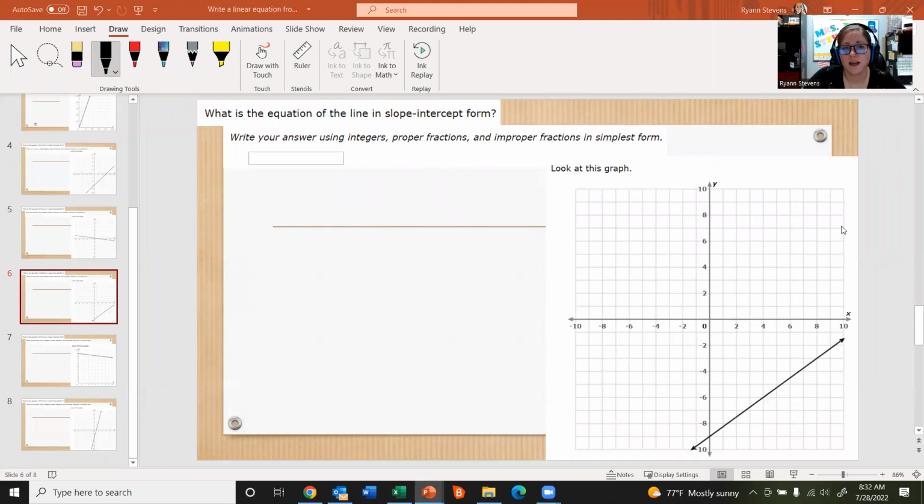So here we want to decide what is our y-intercept first. Y equals mx plus b. And I can see that it's going to cross right about here. So it looks like -9. So our y-intercept is -9. And then our slope, we want to pick out 2 points. So I'm going to use this point here. And then I'm also going to use this point right here.